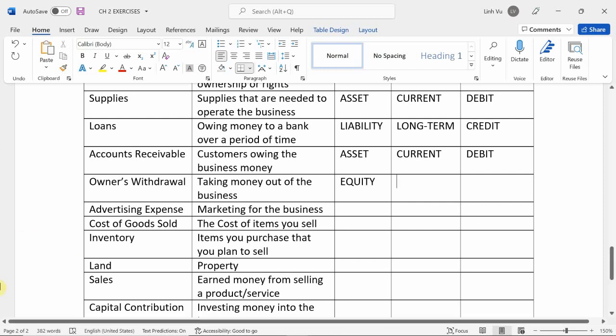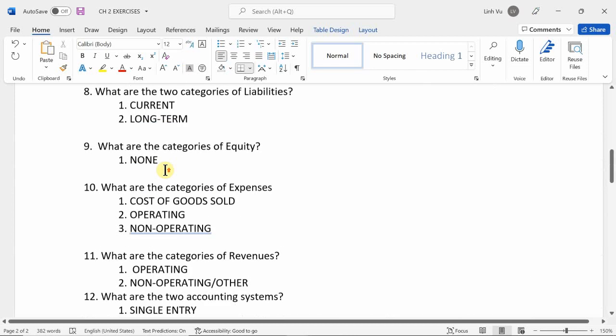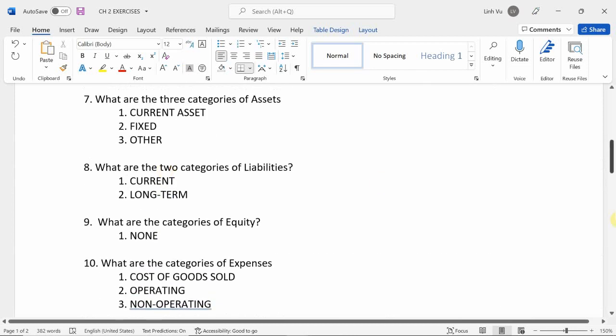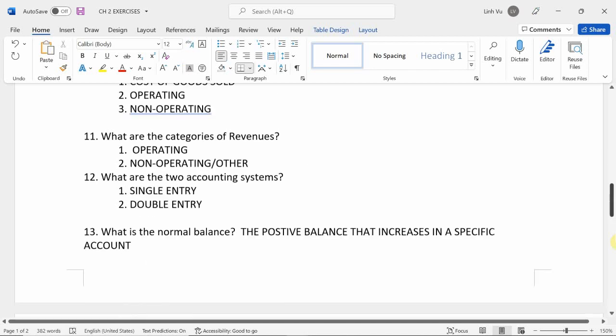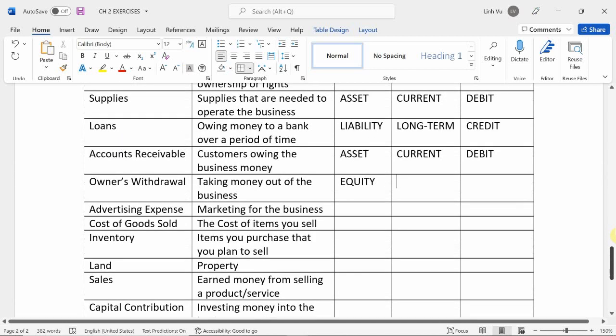So let's take a look, okay? What did you answer for the categories of equity? None. There's no categories under equity. Okay? So in this case, none. Nothing. All right?